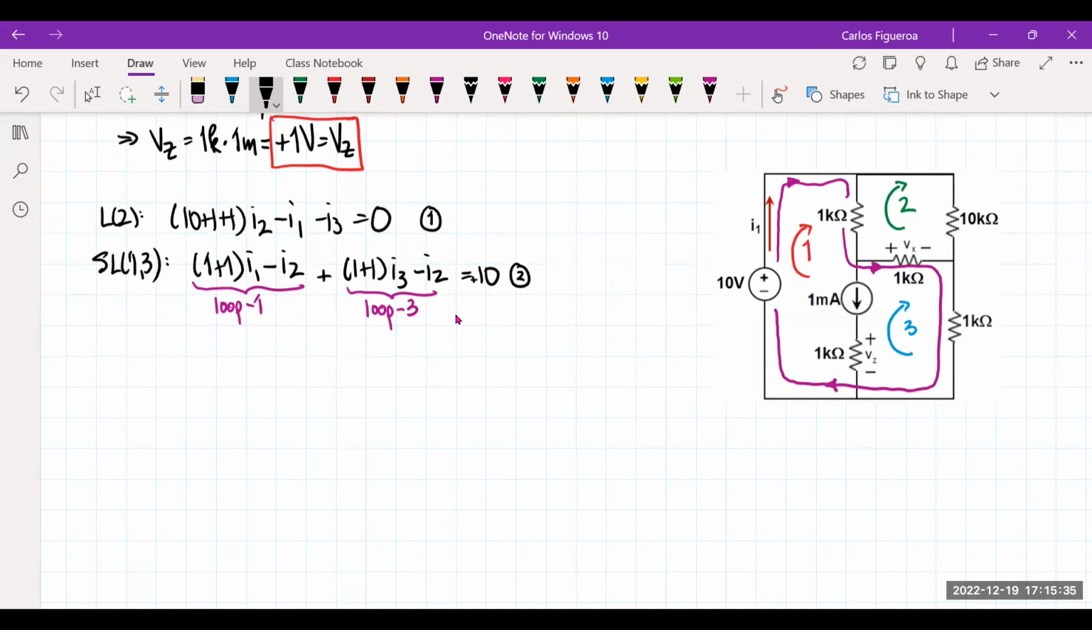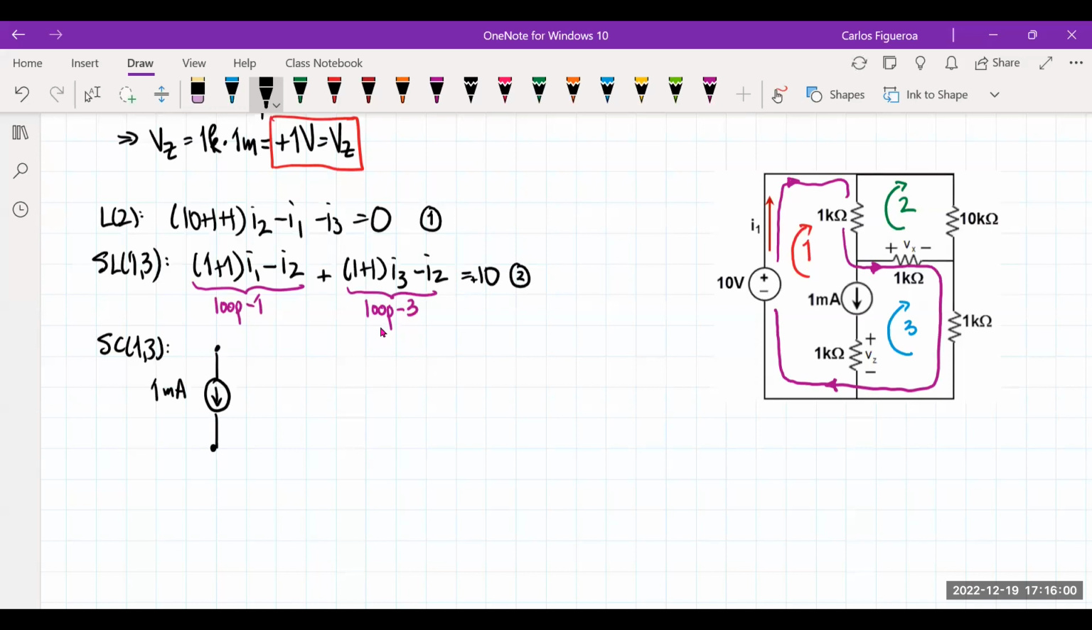This is equation 2. So now I'm going to go to my supernode condition between 1 and 3. You can see that the supernode, the way it's set up here, is that I look at where that source is at. That source is going down. It's a 1 milliamp.